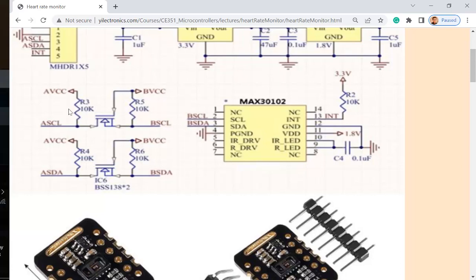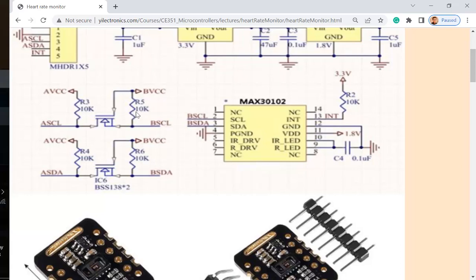Now let's look at the first resistor, R3. Got a 10K resistor for R3, so what is that resistor? Pull-up resistor, okay? And what is this resistor, 10K again? Pull-up. So why do we need pull-up resistors here? Keep in mind, I2C ports require that pull-up resistor. It requires a pull-up resistor for the I2C protocol.